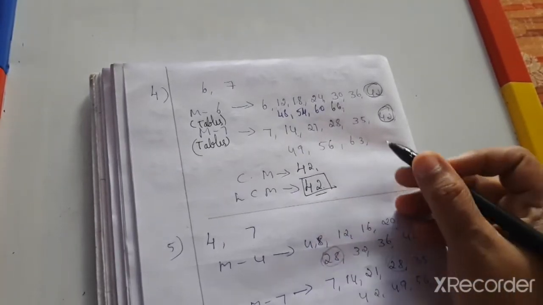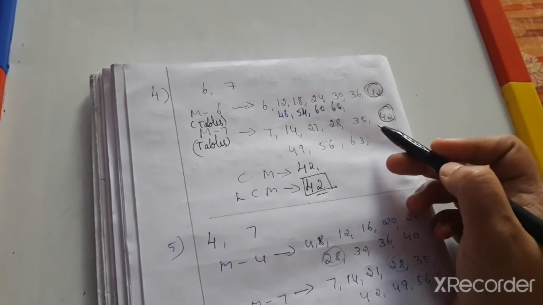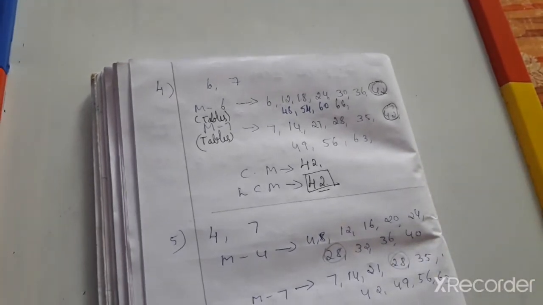For highest common factor, we have to try the next numbers. But here, for least common multiple, we want only the first common one.